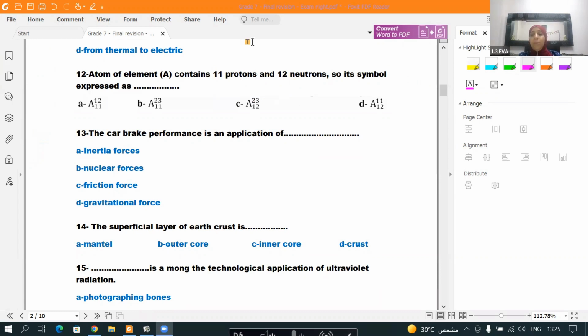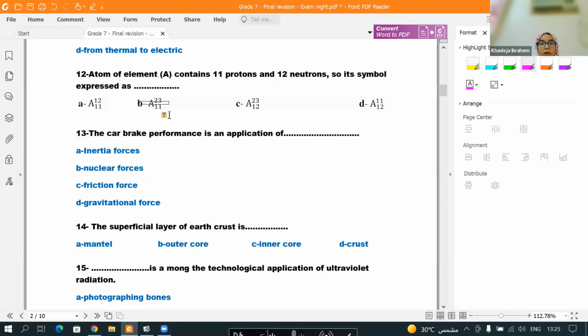13. The car brakes are... Yasin, can you answer that? Yasin? Yasin? Okay. Khadija? Yes, the car brake performance is an application of friction force. Yeah, the application of the friction force. Yes, very good. The car brakes, the bike brakes, the motor brakes, all of them, guys, depend on the friction force between the brakes and the tire to stop their motion. Okay, Farah, number 14.